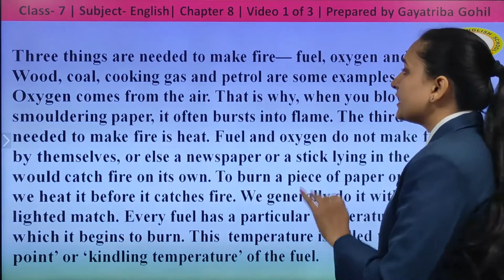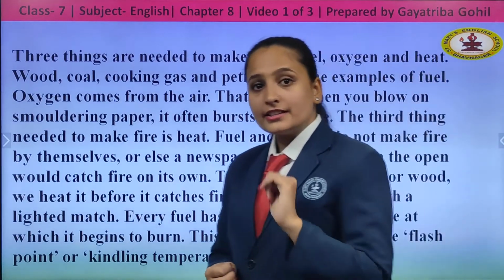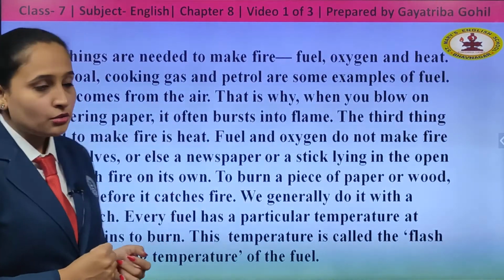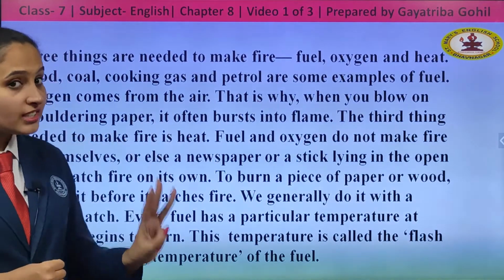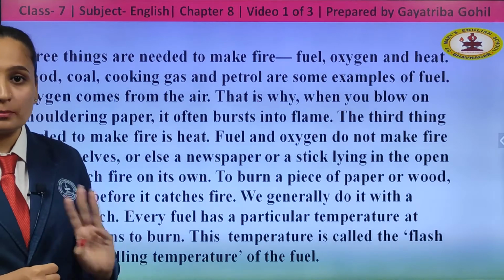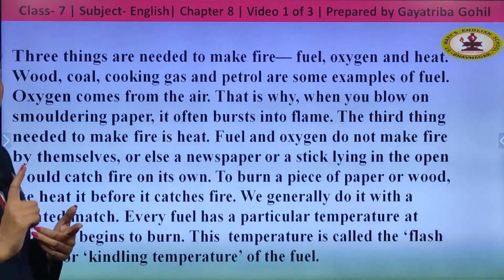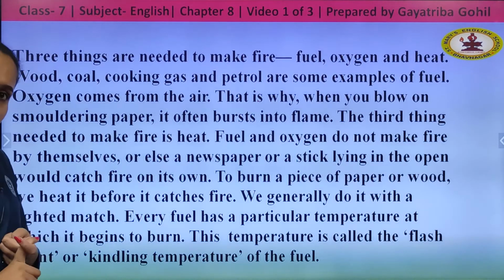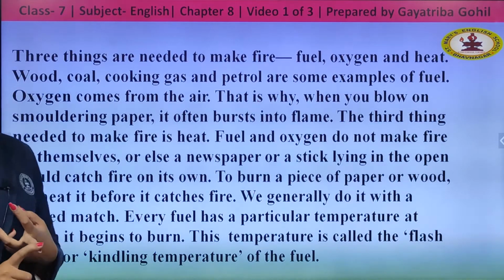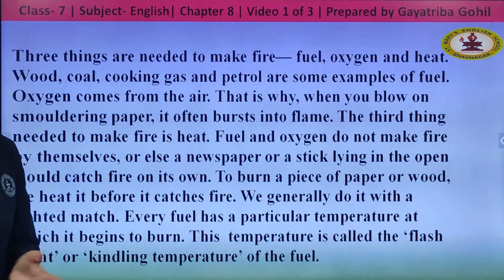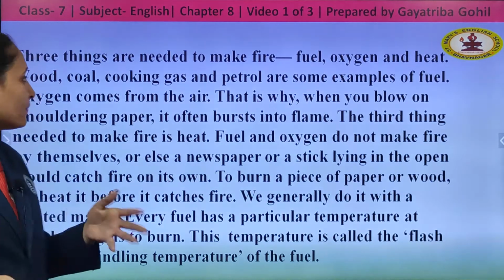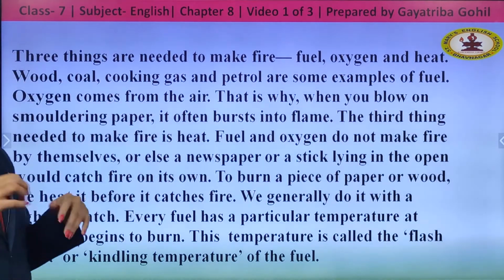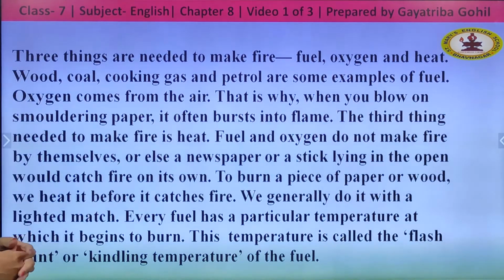Three things are needed to make fire. What are those three things? Fuel, oxygen and heat. These three things are very essential when we want to make fire. Wood, coal, cooking gas and petrol are some examples of fuel. When you want to create fire, what are the most common things that we use, children? They are wood, coal, cooking gas and petrol.